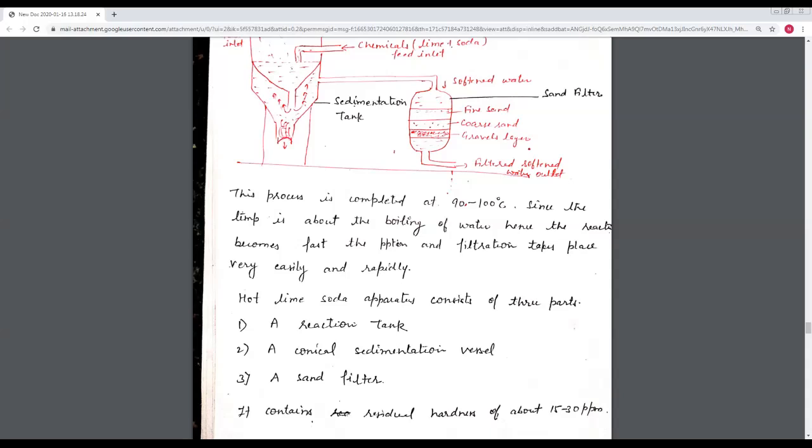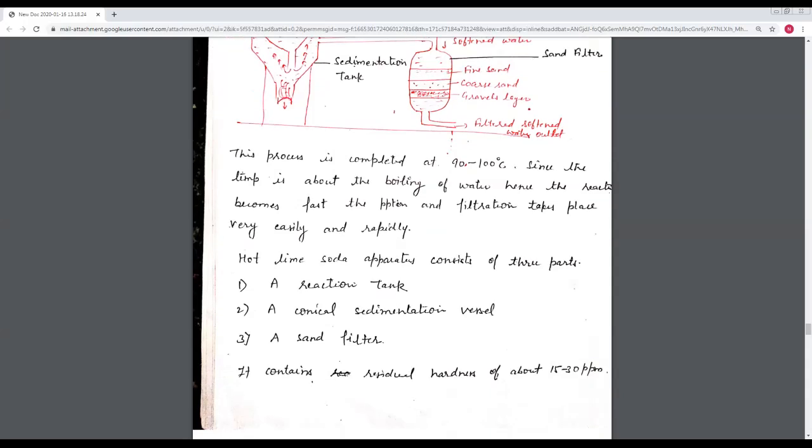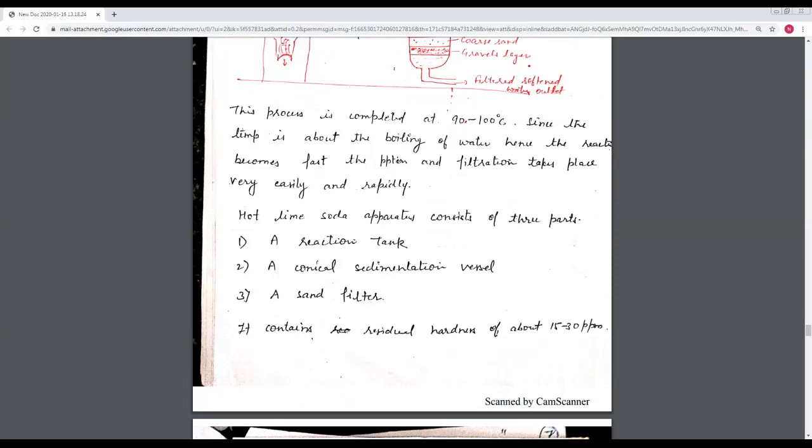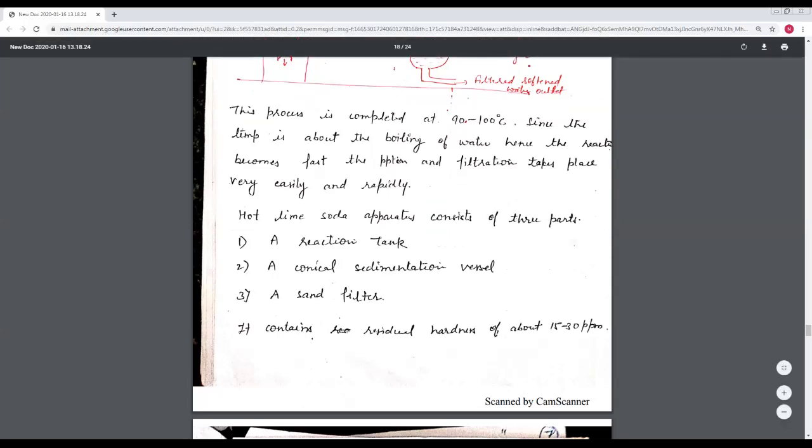This process is completed at 90 to 100 degrees centigrade. Since the temperature is about the boiling point of water, the reaction becomes fast. The precipitation and filtration take place very easily and rapidly. In this reaction, there is no requirement for a coagulant, or only a very small amount of coagulant is required. The hot soda lime apparatus consists of three parts: first the reaction tank, second the conical sedimentation vessel, and third the sand filter. We have already discussed these parts.